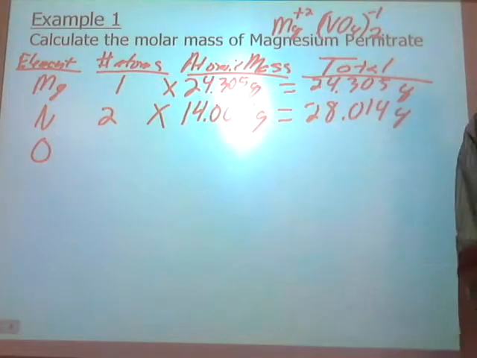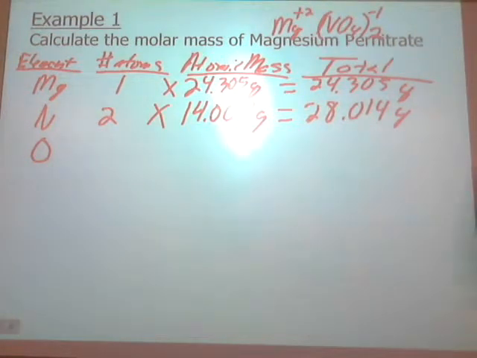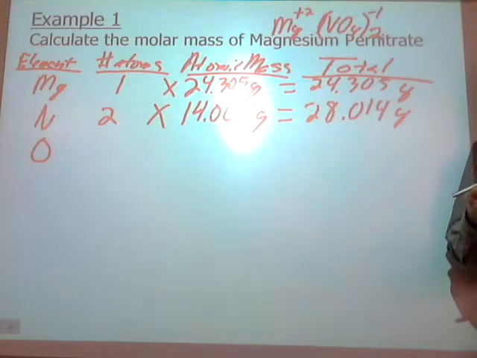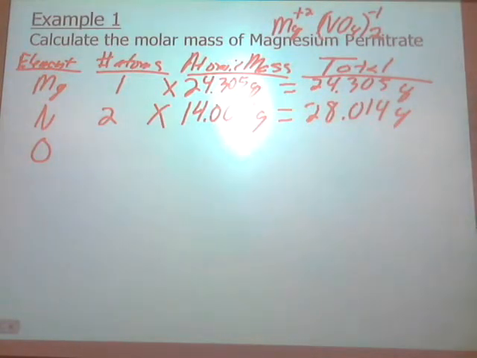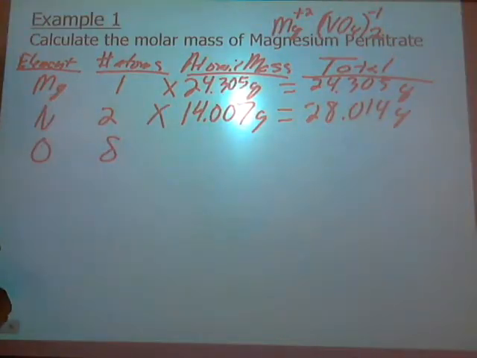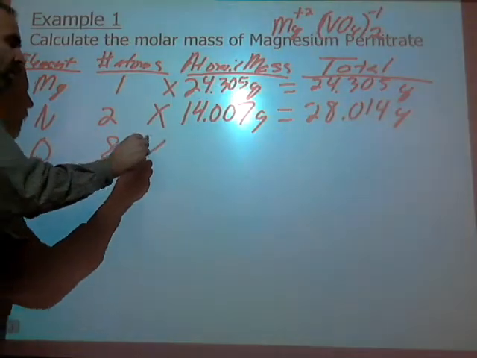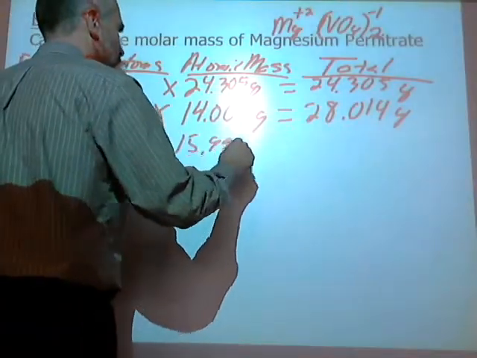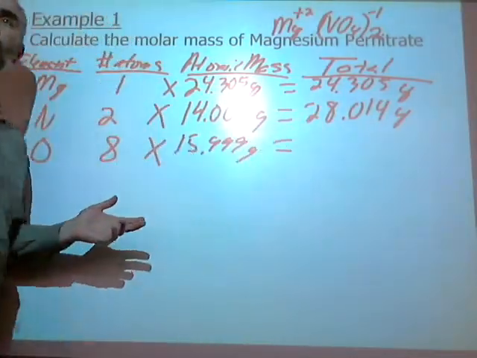And that gives me 28.014 grams. Hey, guess what we're going to also have to take into account now that we're back to math problems? Significant figures and units. Don't forget either of those things. How many O's do I have? 8. I've got 8 O's times 15.999. Now, you will need a calculator for that guy.